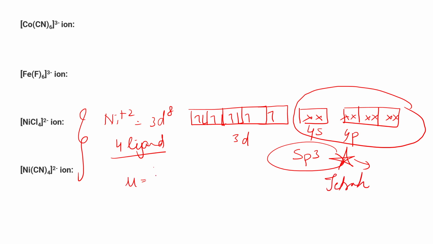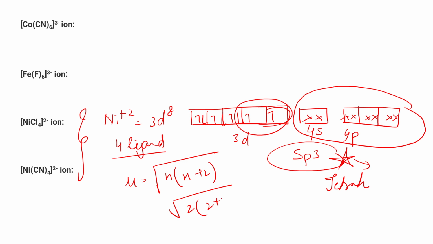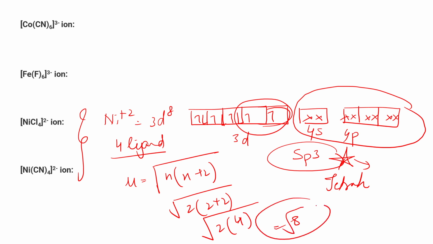Talking about the magnetic moment, under root n into n plus 2. 2 unpaired electrons are present. So how will I solve? 2 into 2 plus 2, 2 into 4. So it is under root 8. Magnetic moment is under root 8.